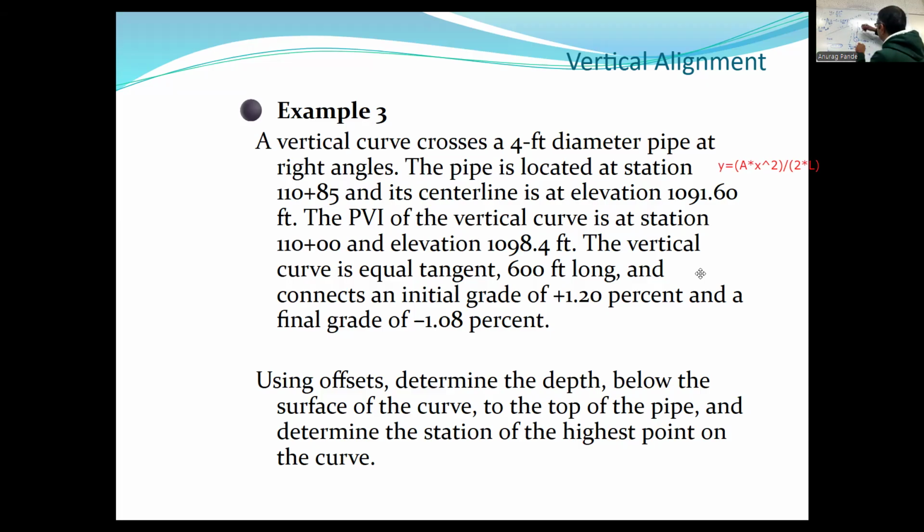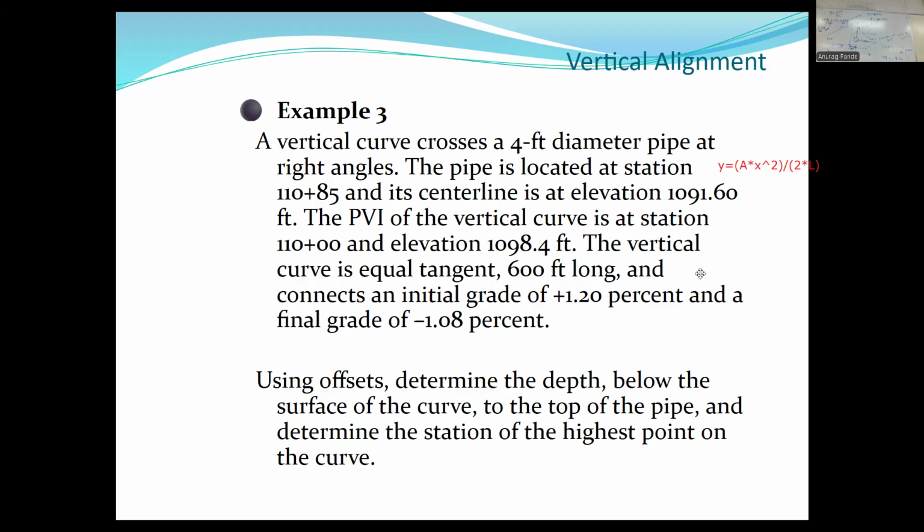So my final answer is going to be this right here, right? From the top of the pipe to the surface of the curve. So I need these two elevations, and then I can subtract those, and I will get my answer, the clearance. So do we know the elevation of the top of the pipe?